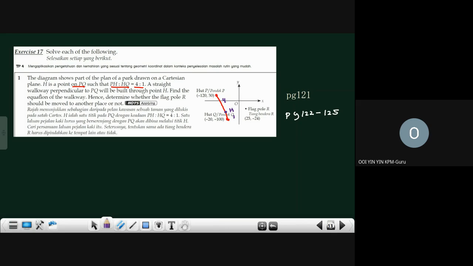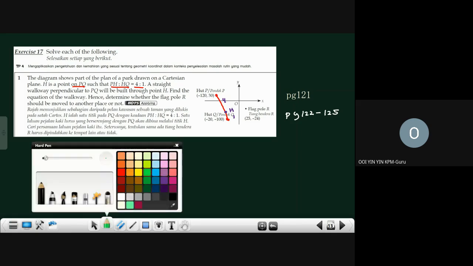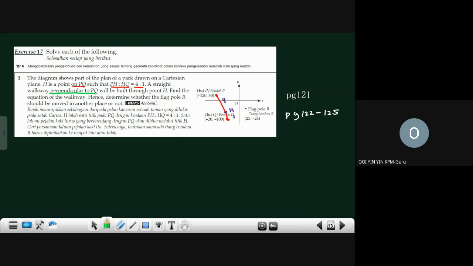A straight walkway perpendicular to PQ will be built through the point H. That means they are going to build one straight walkway perpendicular to PQ, passing through point H. From point H, there will be one perpendicular like this. Perpendicular, I told you yesterday, means a 90-degree walkway. You see the green? This is the walkway they want to build, at 90 degrees with your PQ. Why do I know it is 90 degrees? Because of the word perpendicular, which means 90 degrees to your PQ.